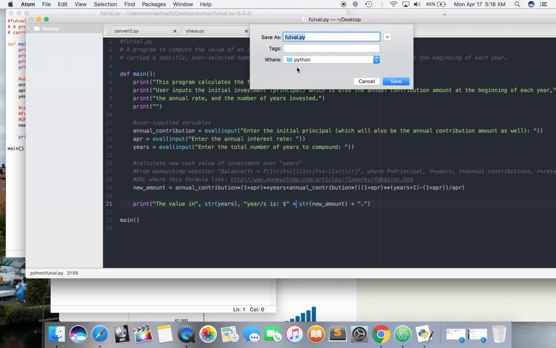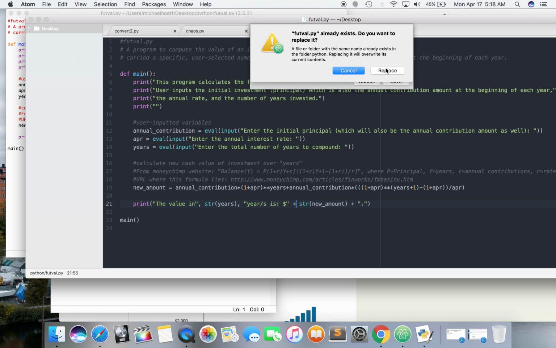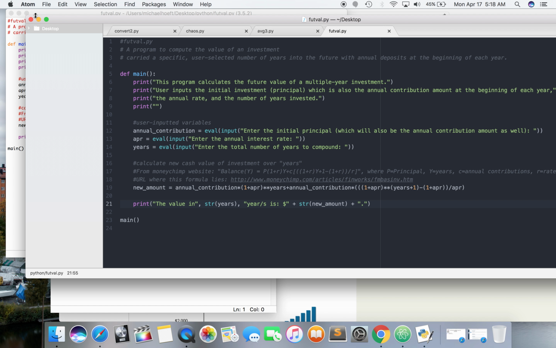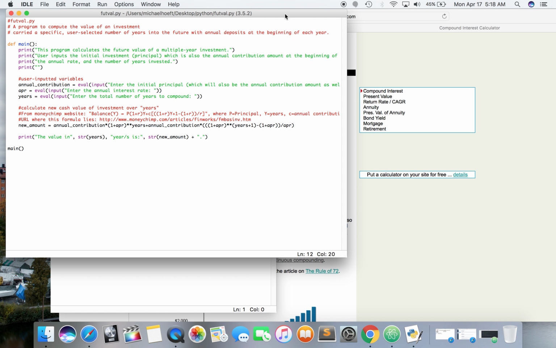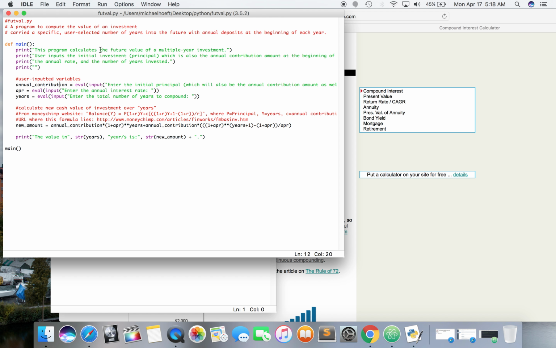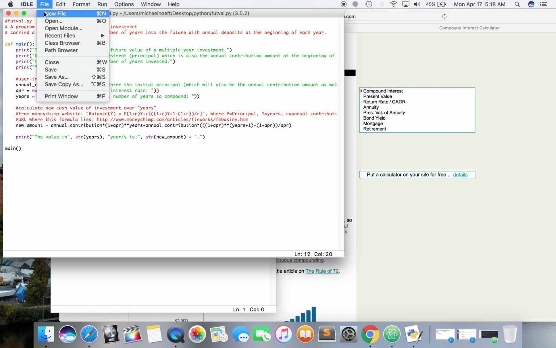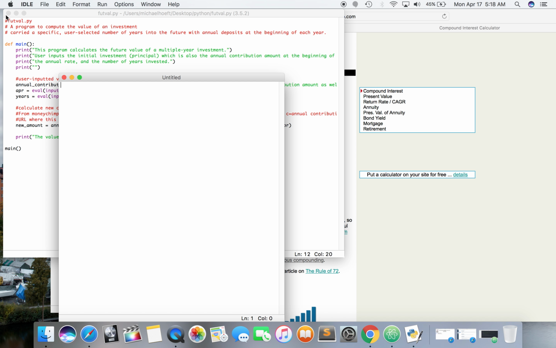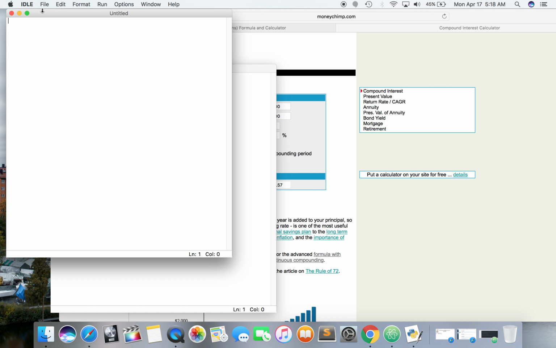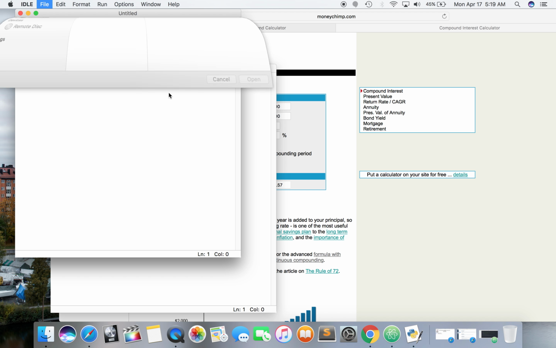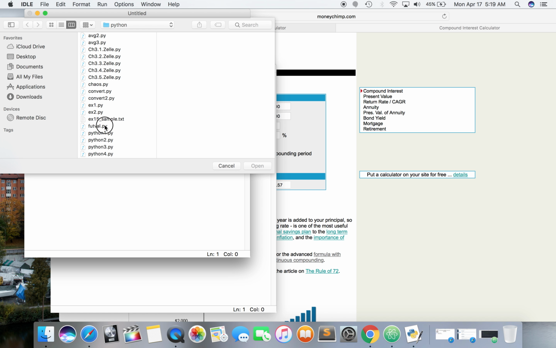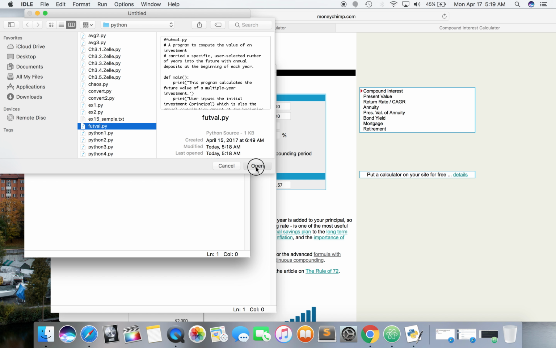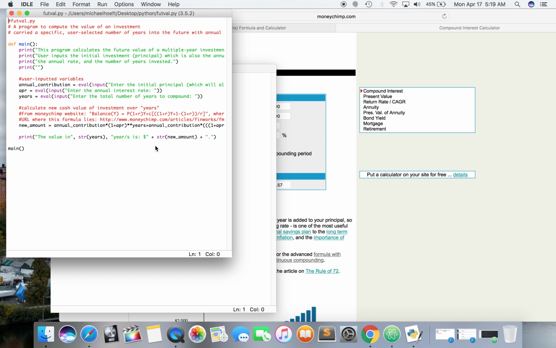Save as future value.py. Let's replace it. Sometimes there are little hiccups, and I feel like it's user error, but then there's something I don't know about IDLE and Atom. So let's try something else. Let's try new file again, then close this again. We'll open, because then that won't close IDLE. Open this. 18. There it is. Okay, cool. There's the dollar sign. Now we know we got that right.